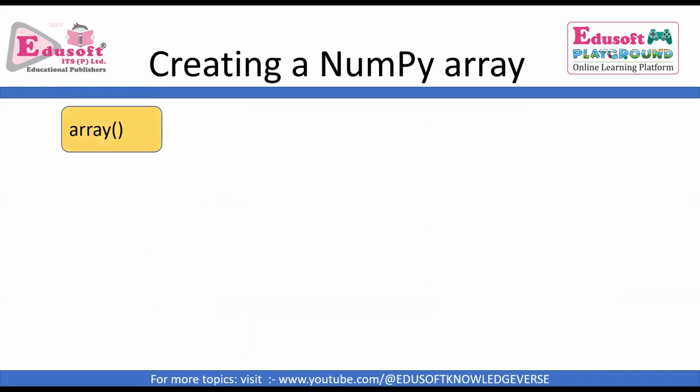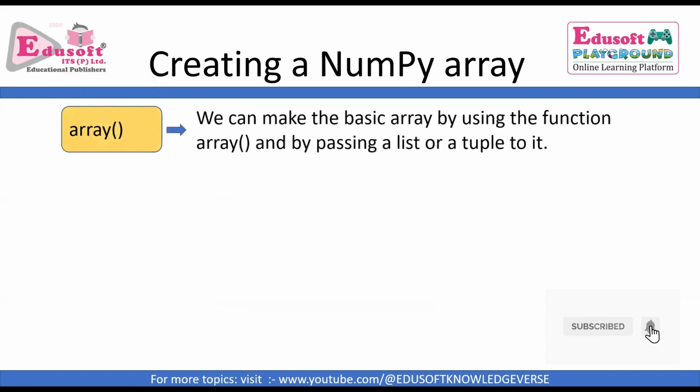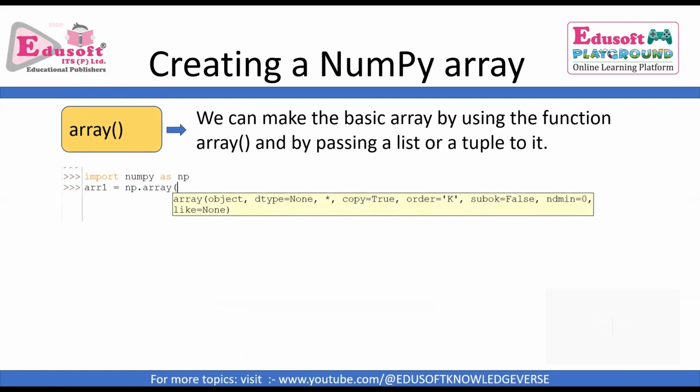So the very first function is the array function. We can make the basic array by using the function array and by passing a list or a tuple to it. इसका मतलब क्या होता है? Either we can create a list before and pass the name of the list in it, or we can pass a list itself. Let's see the syntax. array1 equal to np.array. The very first argument you can see over here is object. इसका मतलब क्या हुआ? Elements you want to have in your array. It can be a list, it can be a tuple also.